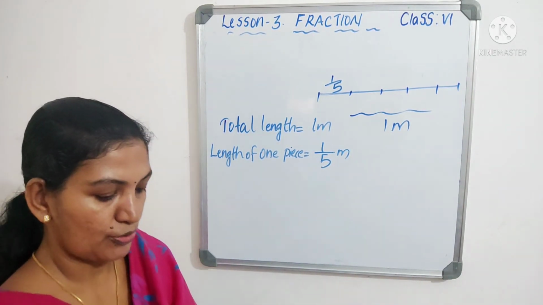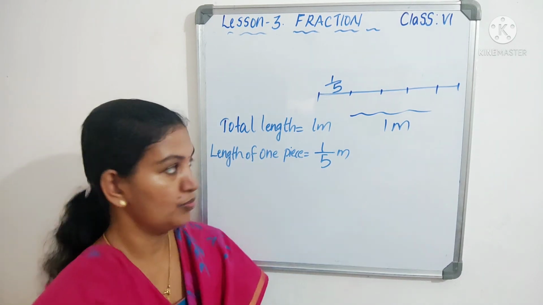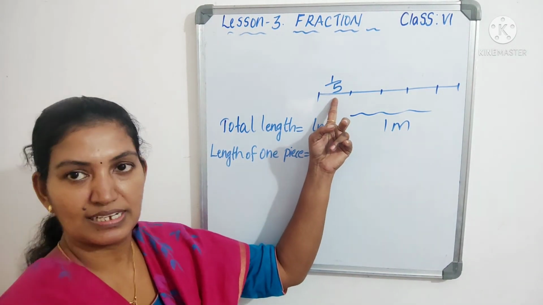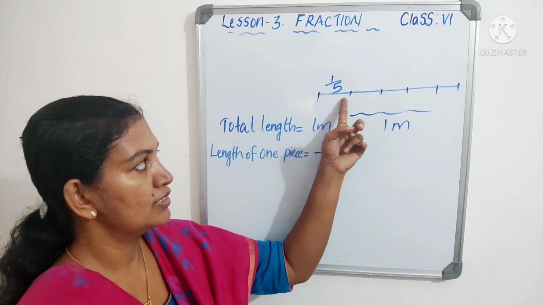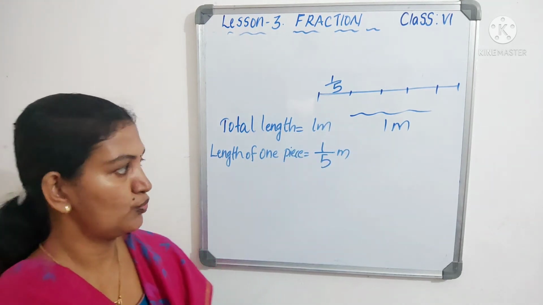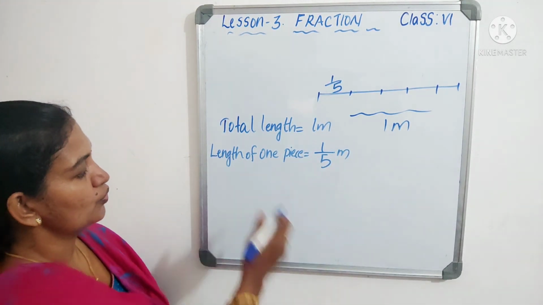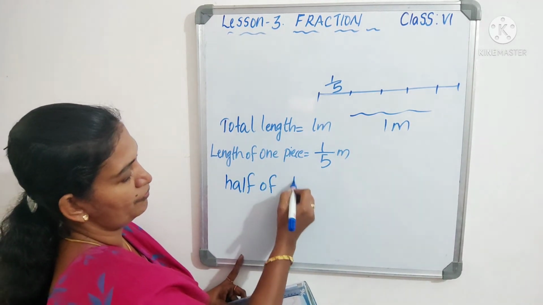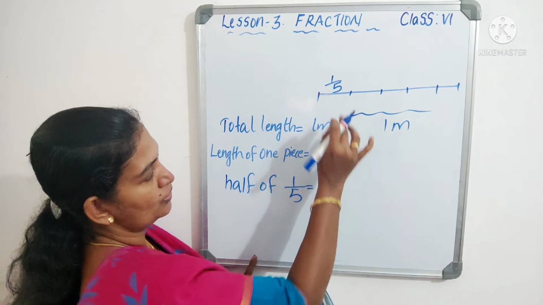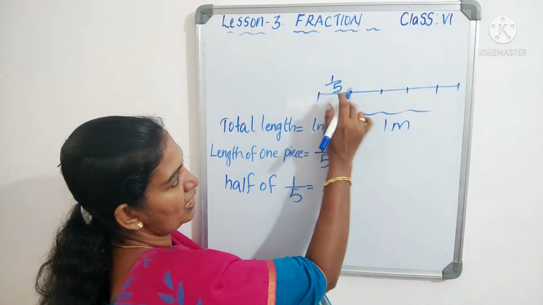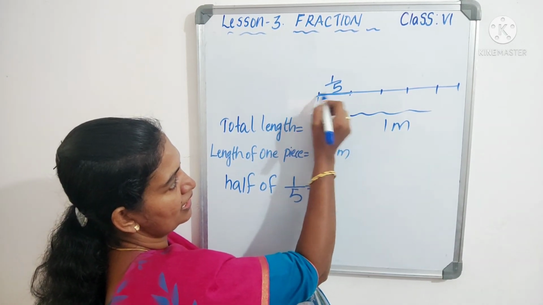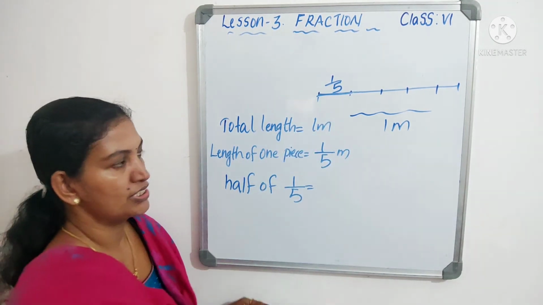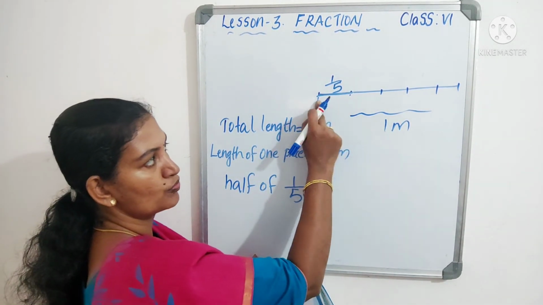Okay, next you have to find the half of this length. What is the half of this 1 by 5? That you have to find. So next you have to find what is the half of this length. We know that the length of this portion is 1 by 5. So what is the half of this?